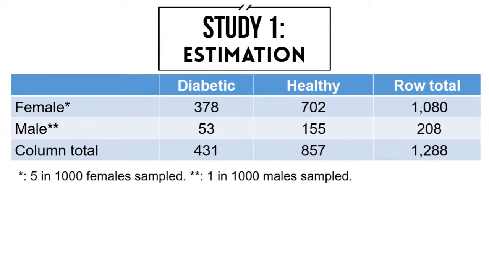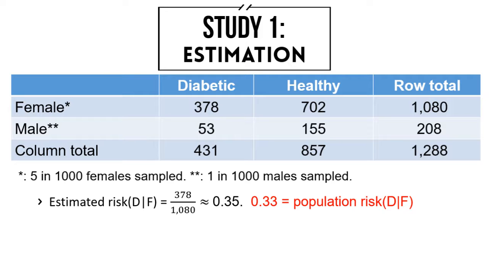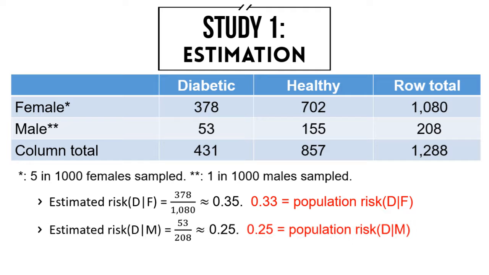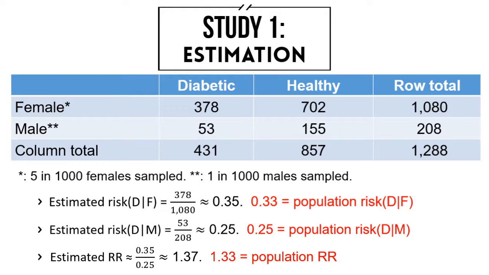The estimated risk for diabetes for females is 378 divided by 1,080, or 0.35, and the estimated risk for males is 53 divided by 208, or 0.25. The population RR is estimated as 0.35 over 0.25, and that's equal to 1.37. The estimates are very close to the respective population quantities. We conclude that simple random samples from exposure groups allow accurate estimation of population risk and RR, even if the fractions sampled are different among the exposure groups.